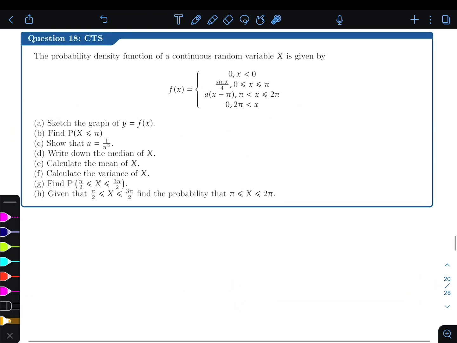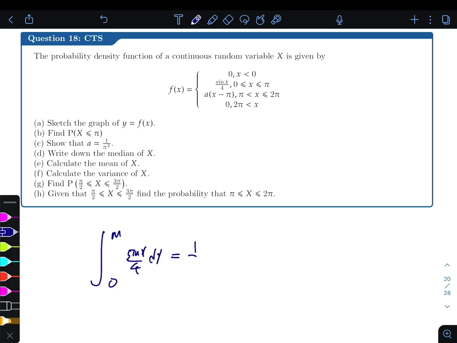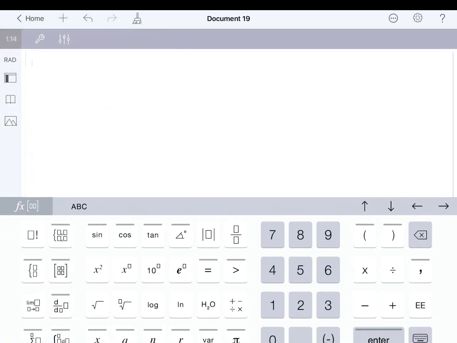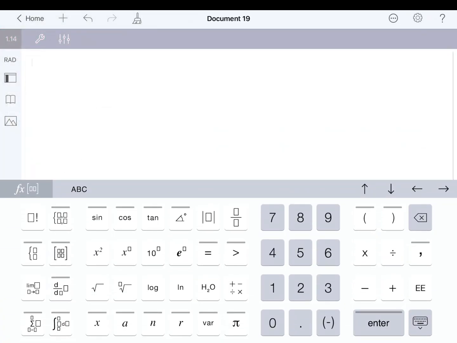Oh yes, for continuous random variables, topic 4 involves a lot of integration, doesn't it? One thing I want to remind you of is finding the median. For example, say I wanted to integrate sin x over 4 from 0 to m so that it becomes half. For that you can use NSolve. Let's have a look at the calculator. Imagine I wanted to find the median. That means you want to find an upper bound in the given interval so that the probability is half. So I'm going to put NSolve.